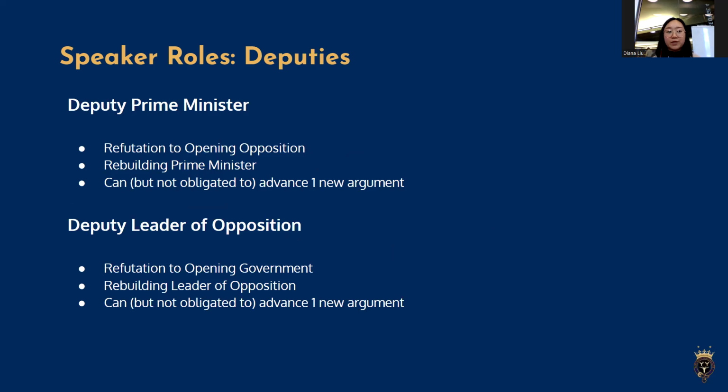Moving on to the speaker roles of deputies. So for DPM, you would be refuting the Leader of Opposition and then rebuilding your partner's case, which just means providing new analysis as to why your partner is still correct despite whatever refutation that the opposing team gave. You can also, but are not obligated to, advance more new arguments. As for the Deputy Leader of Opposition, this is largely the same. You would be refuting the other speaker, rebuilding on your partner, and advancing a new argument if you have the time.